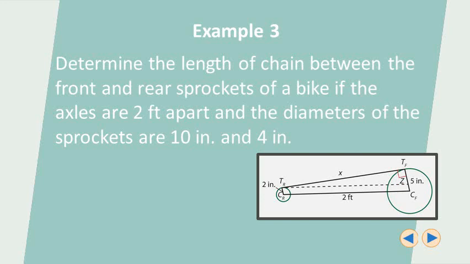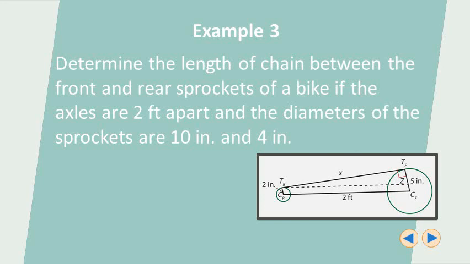So example 3: determine the length of a chain between the front and rear sprockets of a bike if the axles are 2 feet apart and the diameters of the sprockets are 10 inches and 4 inches. So first of all, if you look at the right, you've got the front sprocket, right? So you've got center F and tangent F. And then we have the rear sprocket on the left. And what they're saying is that the distance between the centers is 2 feet, and they want you to find the length of chain between them.